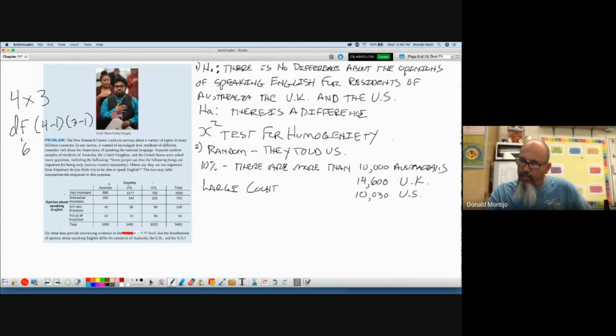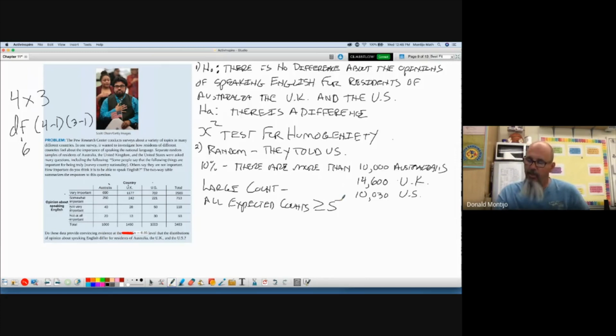So what does that mean? All expected counts are greater than or equal to 5. So I know now that I'm allowed to do it. It's random. They told me that they randomly selected these people from these countries. 10% condition, yeah, there's certainly more than 10,000 Australians and 14,600 UK people and 10,030 US citizens. So we're okay there. And then we just checked that all of our expected counts were greater than or equal to 5. So now we're ready to move on.